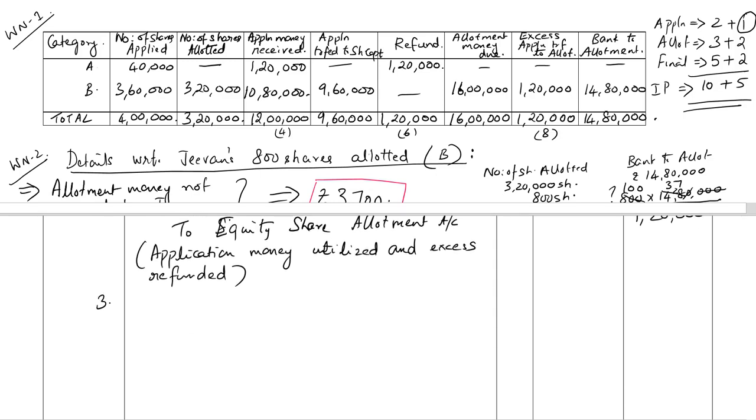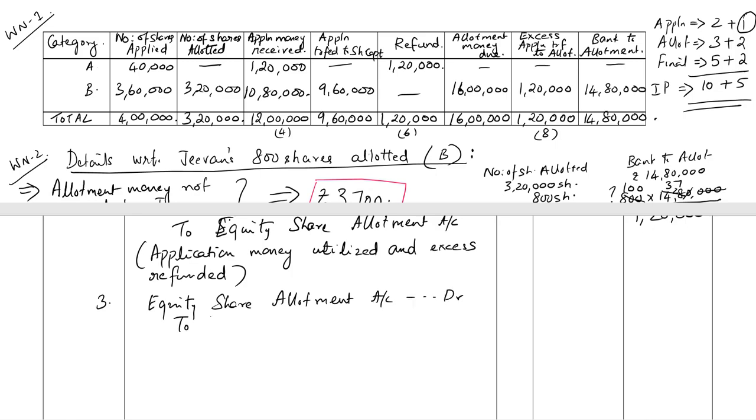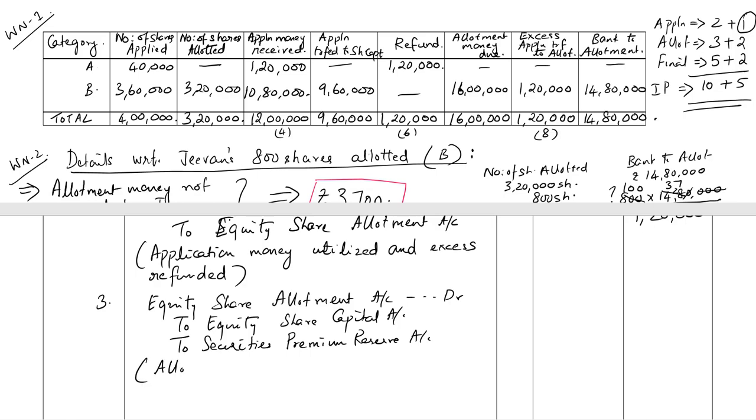The third entry is for making the allotment money due. Equity share allotment account debit, to equity share capital account, to securities premium reserve account, for the allotment money due. The amount to be written against equity share allotment account is the amount of the 7th column, the allotment money due, 16 lakh rupees.